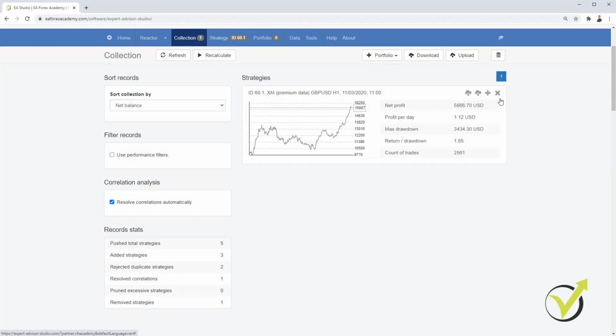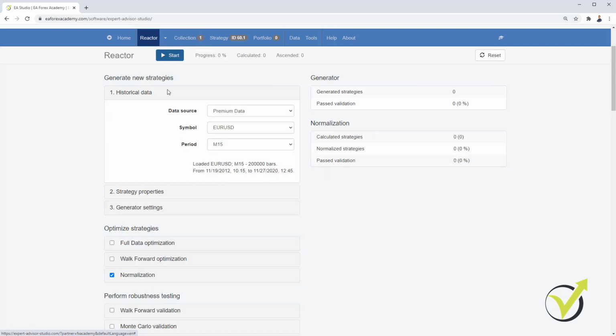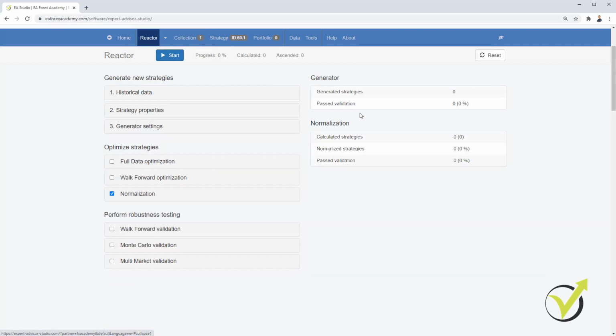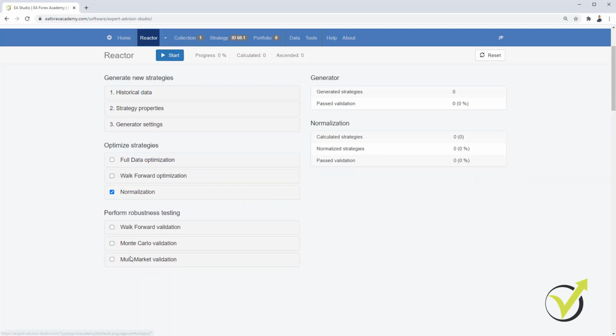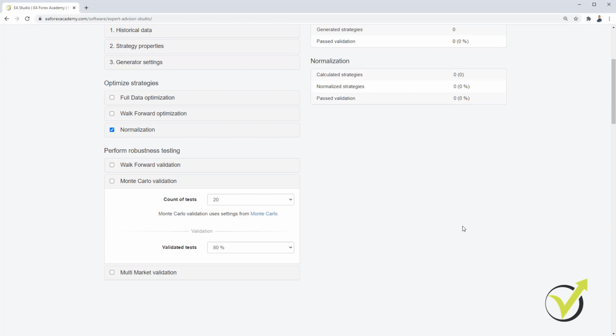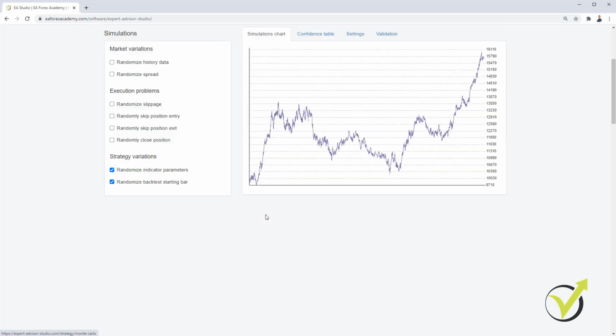Okay, in the collection I have that strategy that I used previously to show you, but I will leave it because I want to show you how the Monte Carlo works and the multi-market. Okay, the Monte Carlo is the tool that I always use when generating strategies. So this box is always checked for me. Okay, what the Monte Carlo does with very simple words, it tries to break the strategy before we start trading with it. It runs a variety of tests.